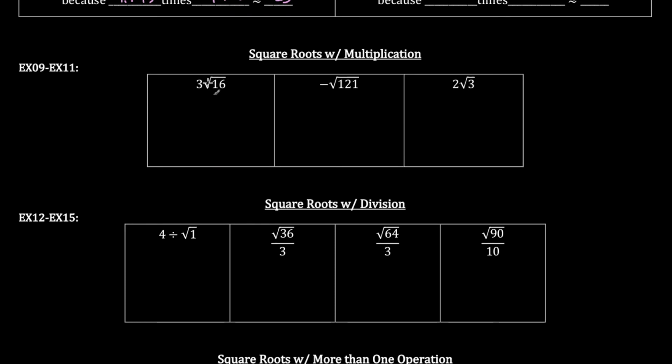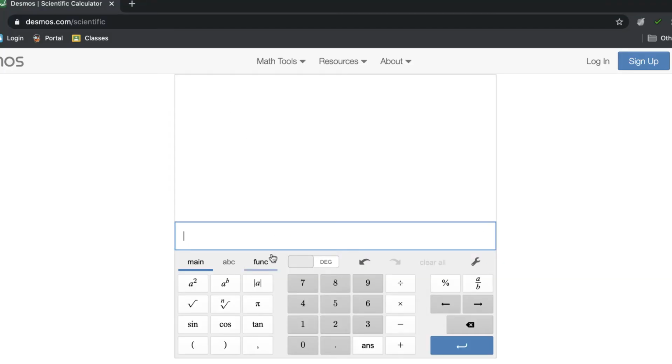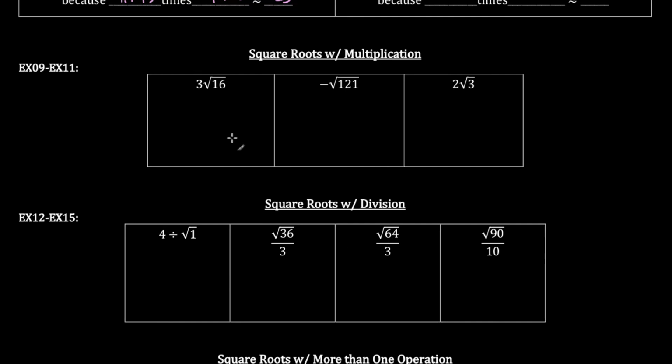So this is 3 square root of 16. Let's check that out. This means 3 times square root of 16 is 12. We know this because square root of 16 is 4, and 3 times 4 is 12. So what about negative square root of 121? Well, 11 times 11 is 121. So the square root of 121 is 11, and we have this negative sign. So negative 11. I guess I'll box these.